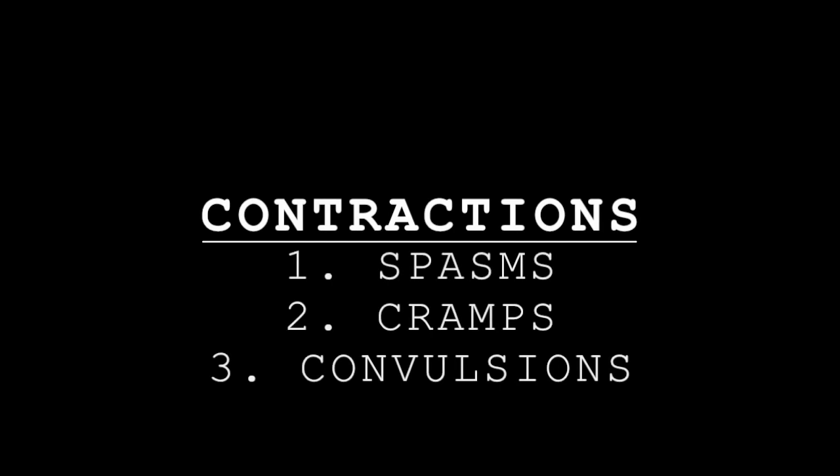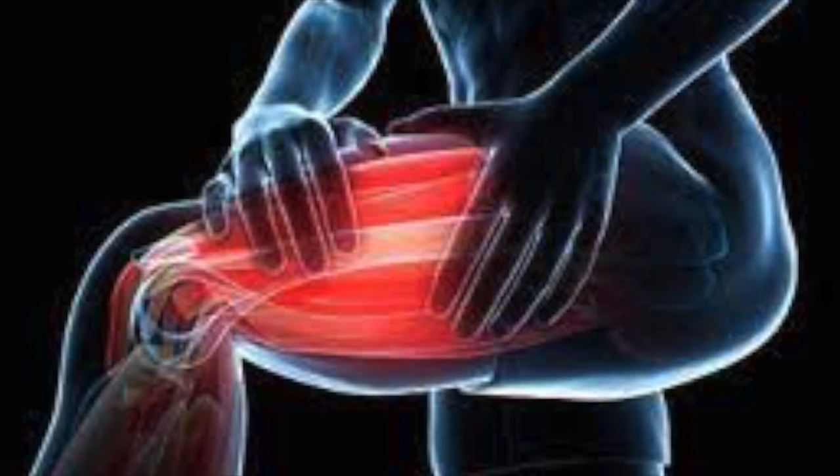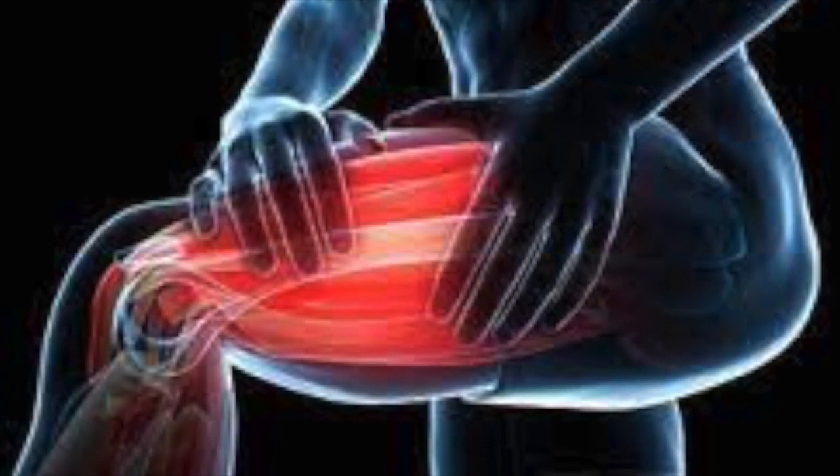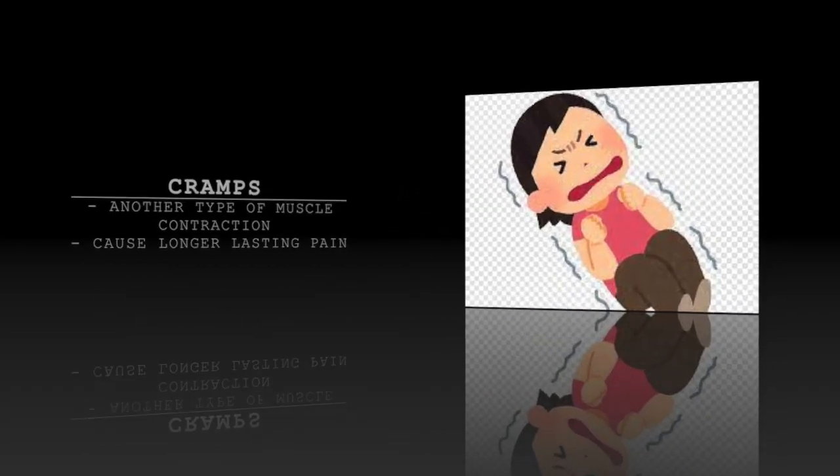To wrap up the presentation, let's talk about the different muscular disorders that can happen. In the first category, we are going to talk about spasms, cramps, and convulsions, which are all different types of muscle contractions. Spasms are sudden involuntary contractions of one or more muscles. This causes sudden pain. Cramps are another type of muscle contraction and can also cause pain. They are similar to spasms, although they tend to last longer.